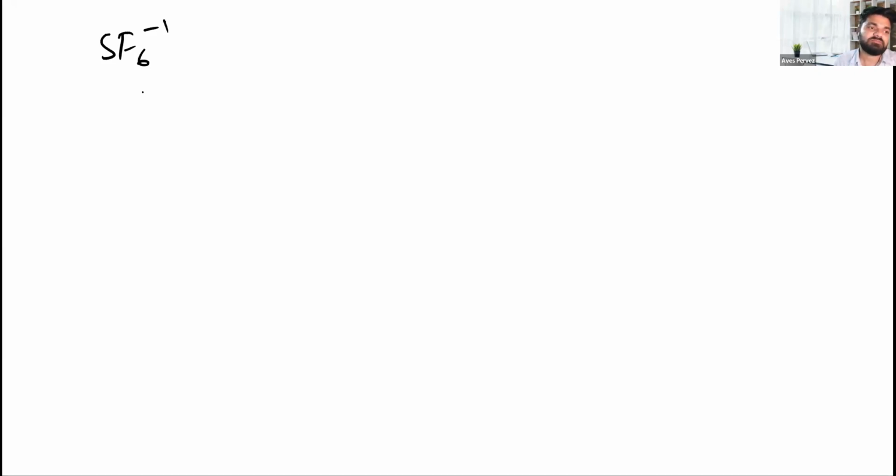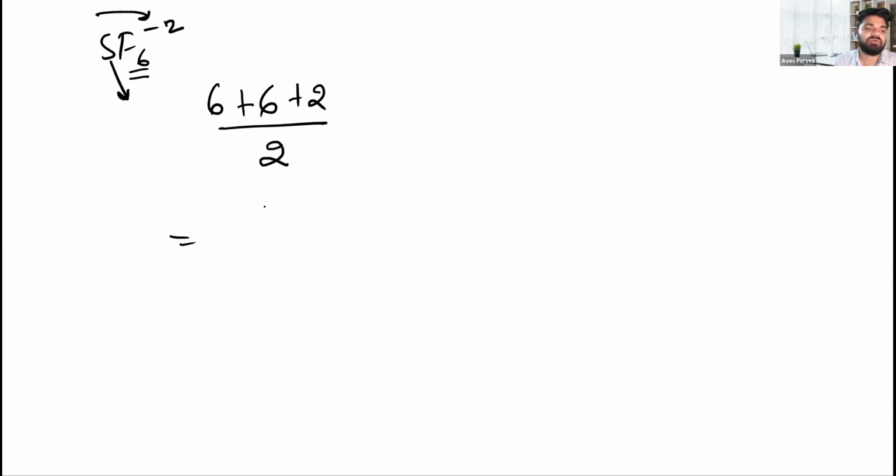sp3d2. Okay, let's check. Sulfur is going to have 6, and we have 6 monovalent atoms. Sorry, this is a minus 2 charge. So we add the minus charge, the 2 minus charge, then divided by 2. You will get 6 plus 6 plus 2, 14, divided by 2, you will get 7. This will be sp3d3. Understood? This was a mistake here, I wrote minus 1. It should be minus 2.